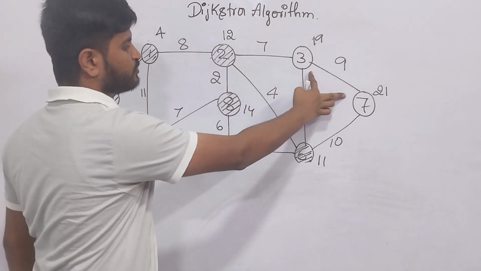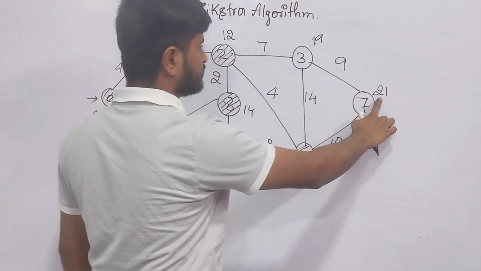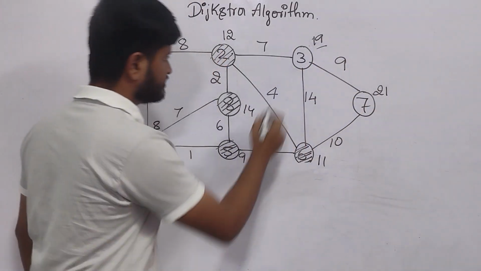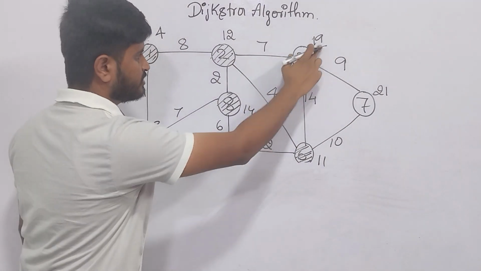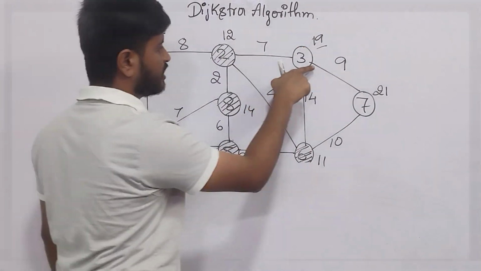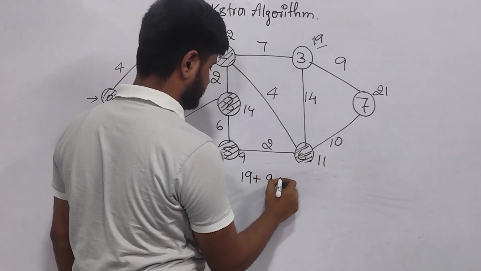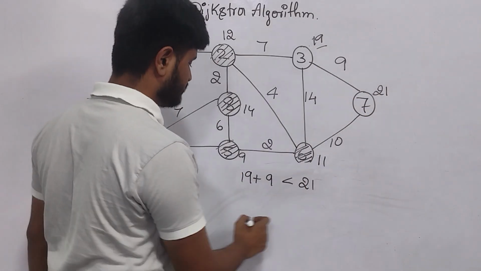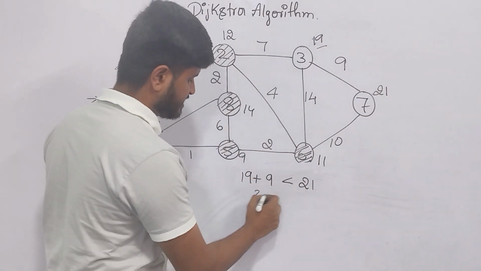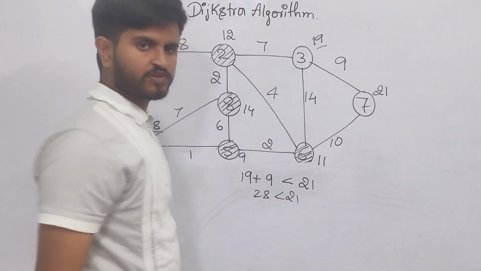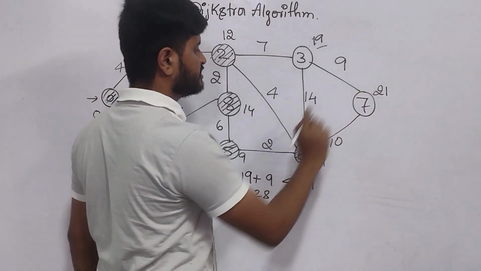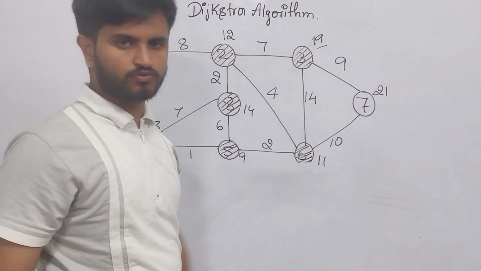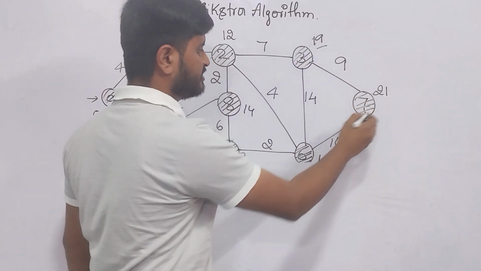Now I am left with only 2. One is having 21, the other is having 19. Among these two, which is the smallest? 19. So I will select 19, which means the third node value is 19, plus the cost from the third node to the seventh node is 9, which must be less than the initial value of the seventh node, which is 21. 19 plus 9 is 28. Is 28 less than 21? Which is the smallest value? 21. So I will keep 21 as it is. Now the third node is also traversed. We are left with only one node and it will be traversed itself.